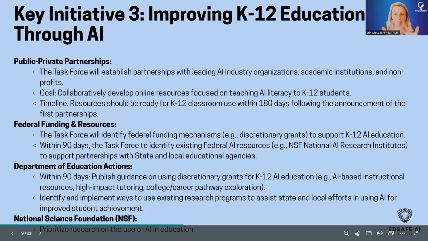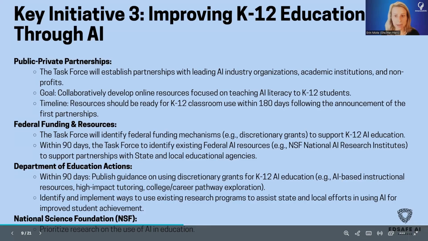And so there's a real difference between the buckets of money that are discretionary and those that are congressionally appropriated. And it's also important to name that even when they're discretionary, the ability for those grants to be discretionary is still managed by Congress. So 90 days, this task force has a lot of work. I know we're going to talk about that later, to identify what existing federal AI resources could support partnerships with state and local agencies, and again, what mechanisms could be used. And then it directs action from the Department of Education.